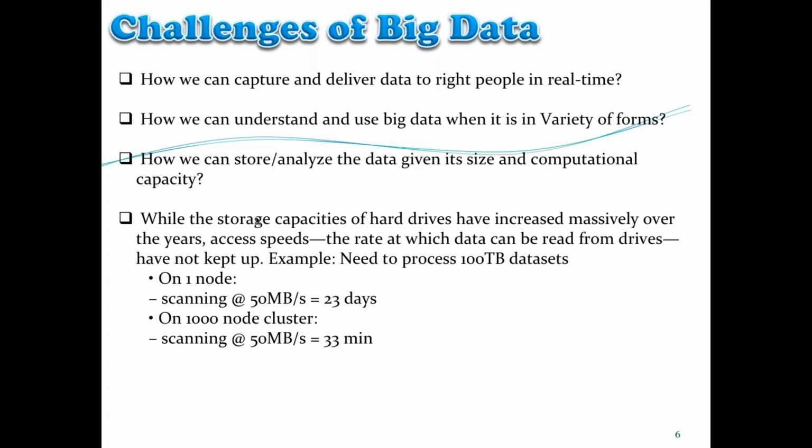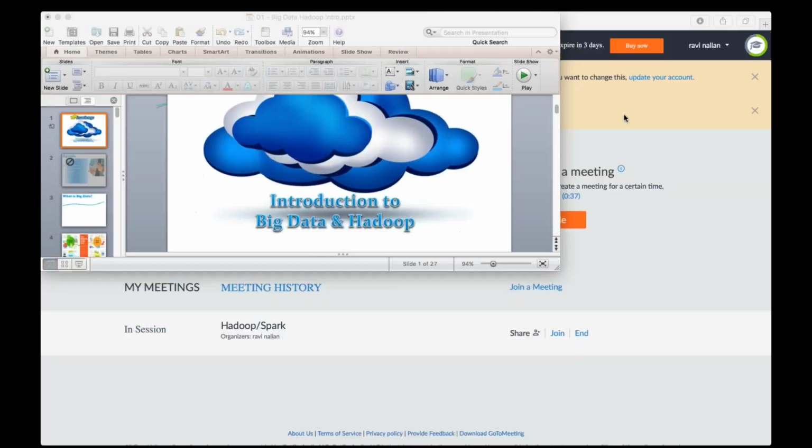So we need to go for a distributed solution, which we also call horizontal scaling, meaning that instead of one computer, I'm going to use hundreds of computers. For example, if I take a 1,000 node cluster, which is nothing but a collection of different machines, or what we call nodes, and I start processing this data on all the machines by breaking this 100 terabytes of data into smaller data sets, I could actually achieve a performance of 33 minutes.